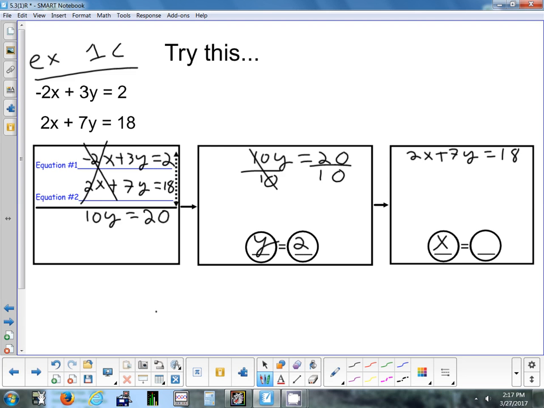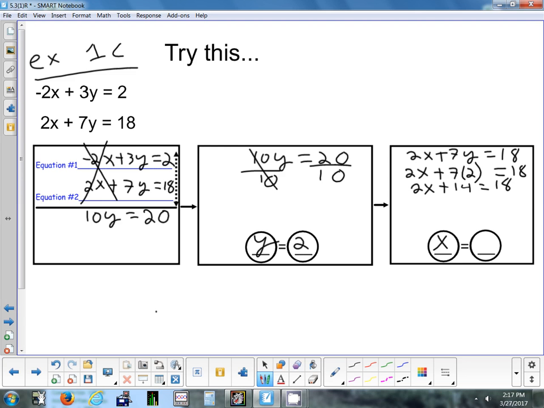And if I use the bottom one, or if I had used the top one, what letter am I going to fill in for? Y. And what are you going to fill in for it? 2. So 2x plus 7 times 2. If you want to do that in one step as you do it, just write 14, that's fine. Or if you don't, we have to now do it out. All right, so 2x plus 14 equals 18, and I have 2 steps left.